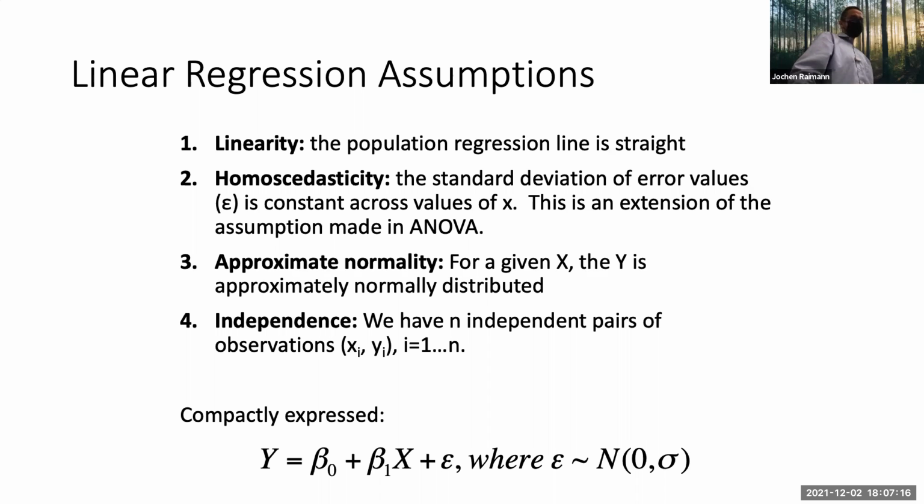And fourthly, the fourth assumption, which is also the most important assumption, and I'm reiterating here, is independent pairs of observations. So the correct expression is seen here at the bottom. It's y equals beta 0 plus beta 1 multiplied by x plus the error term, where the error term is normally distributed with a standard deviation around a mean of 0. So that's how you would basically depict that.